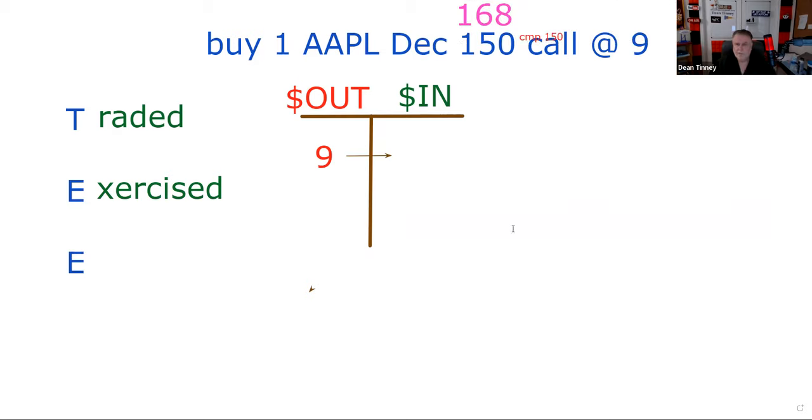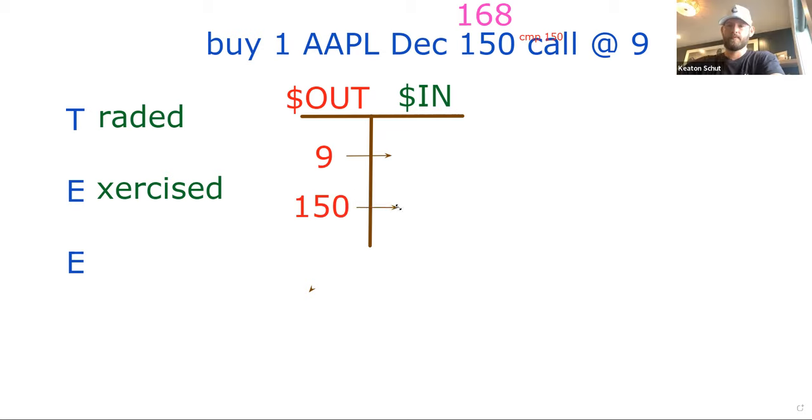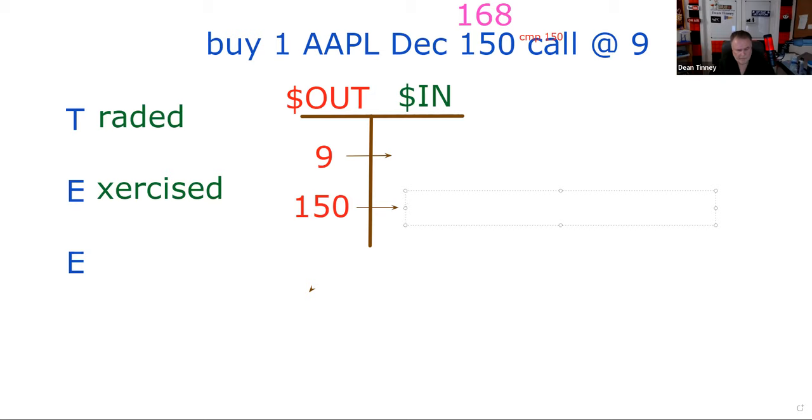So if Apple's 168, are you going to exercise your call contract? Yes. So you're going to buy the Apple at 150 and sell it in the open market at 168. Now, that's actually the same question, just phrased differently, right? Yep. Instead of trading the option, we're just going to sell the stock after we exercise the contract. Ultimately, that ends up being the same number, right? Yeah. Just another way of saying you made 9 points.